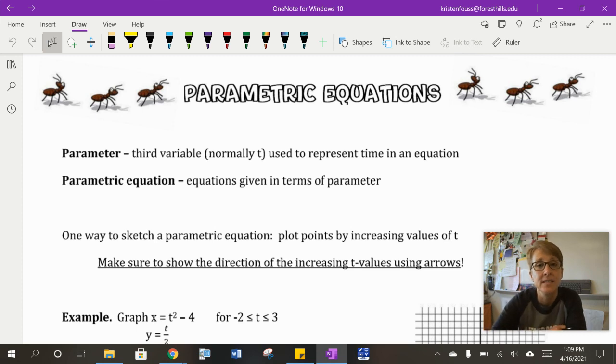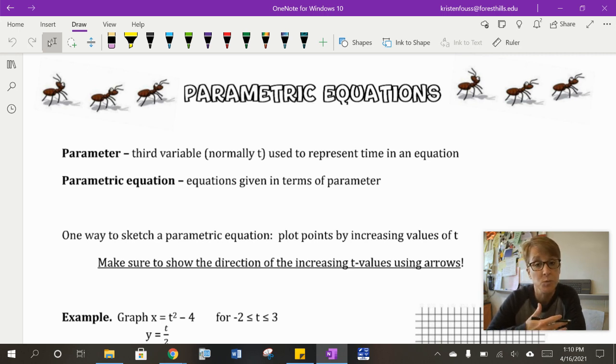Hi, everybody. In this new unit, we're going to be talking about two different types of equations. We have always graphed in terms of x and y, right? It's called a rectangular equation. The two new types of equations we'll be graphing either won't have an x and a y, or they'll have an additional variable that we will then graph in.